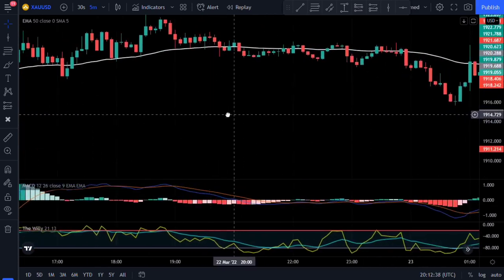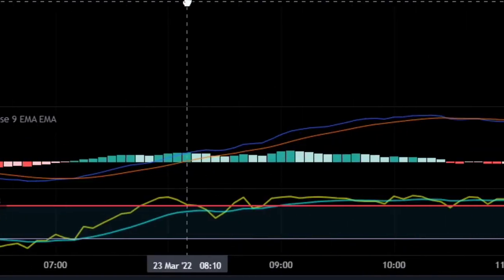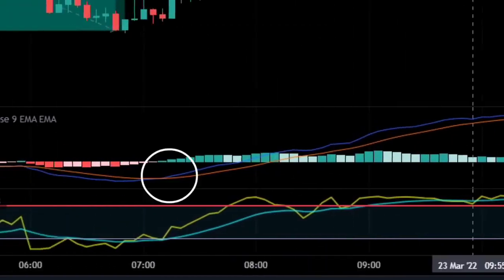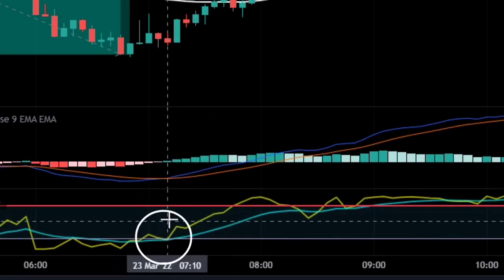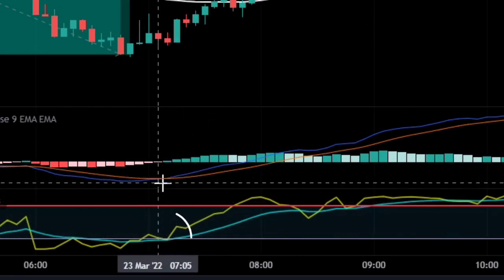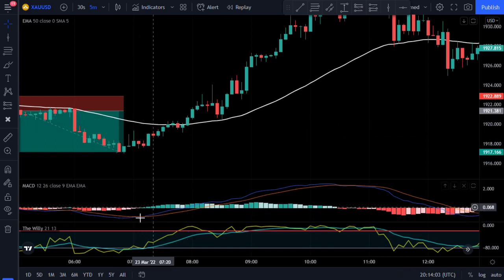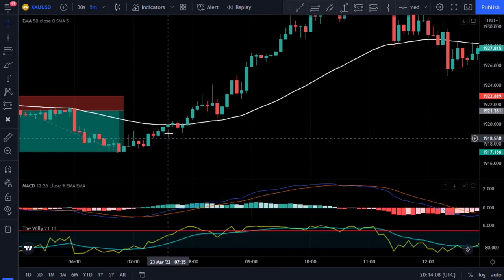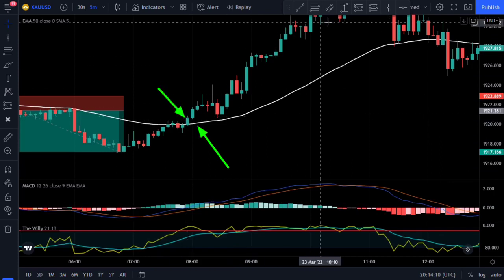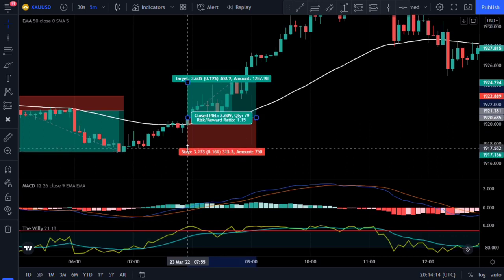I will briefly explain how to get a signal from the strategy. Each time the blue MACD line crossed the orange line, and the MACD histogram bar was green, and at the same time the yellow line of the Williams indicator crossed the blue line upwards, there are two conditions for the buy signal. We get the last condition signal from the EMA indicator. Whenever the price was above the line EMA, and the line EMA had an upward slope, then it confirms the third condition for entering the buy trade.